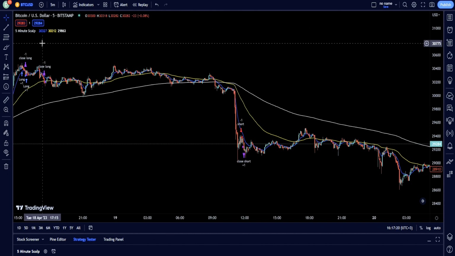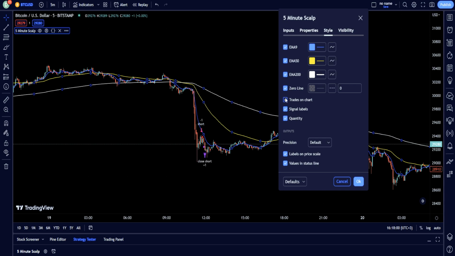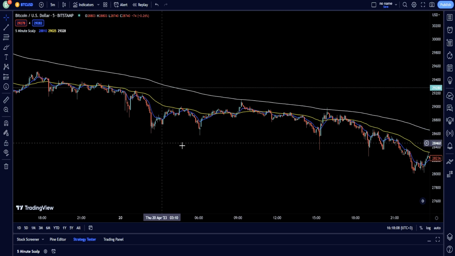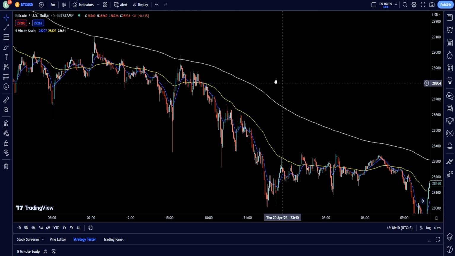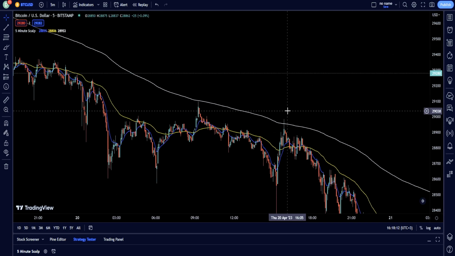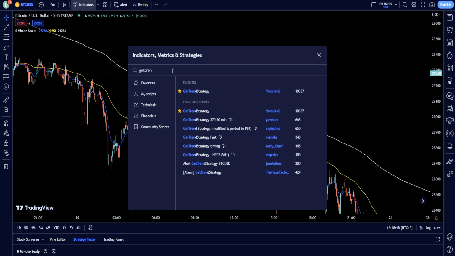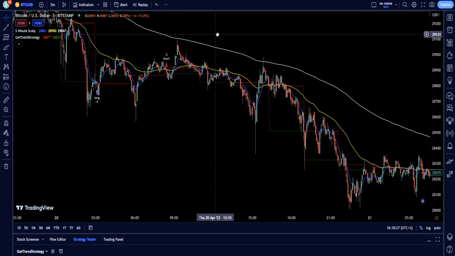After selecting the indicator, we close the Trades on Chart tab because we will only be using the EMA feature of this indicator. Our reason for choosing this indicator is that it contains 3 different EMA lines within a single indicator. Having 3 different EMAs in a single indicator will be very beneficial for us instead of having 3 separate indicators. The name of the second indicator is Get Trend Strategy.